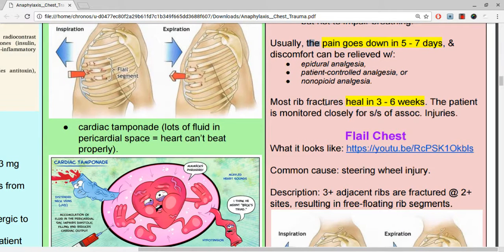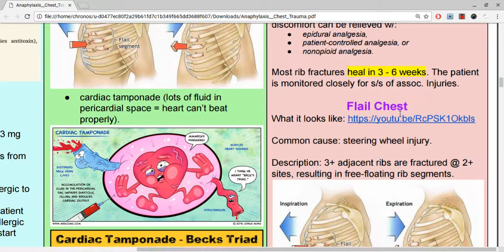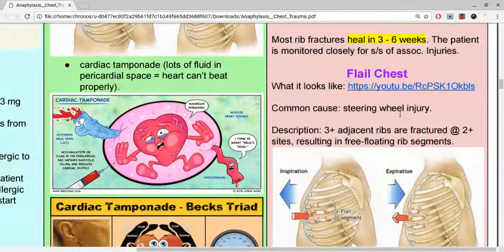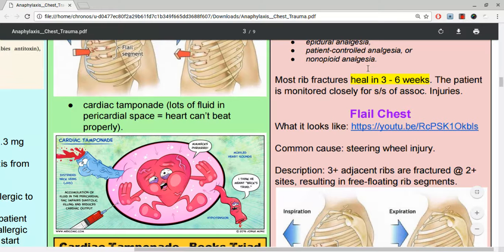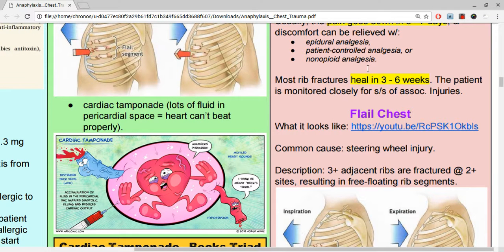And most of the broken bones can be healed in 3 to 6 weeks. So around a month, or a little more than a month. More or less a month, basically. The patient is monitored closely for signs and symptoms of associated injuries. All right, and that's basically the end of the broken bones section of chest trauma.